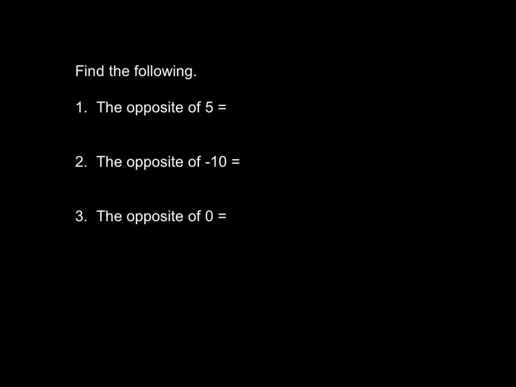So if I want to find the opposite of 5, I think to myself, what number is the same distance from 0 on the number line? And the answer for that is negative 5. If I want to find the opposite of negative 10, what's the same distance from 0 on the number line? Positive 10. And the opposite of 0, what's the same distance from 0 on the number line? 0 is the number the same distance from 0.